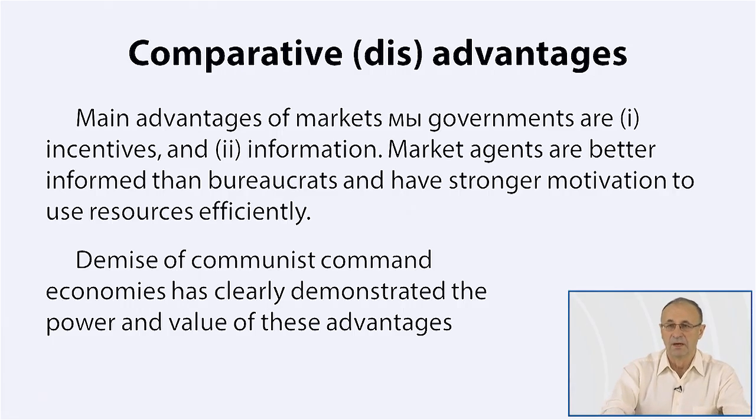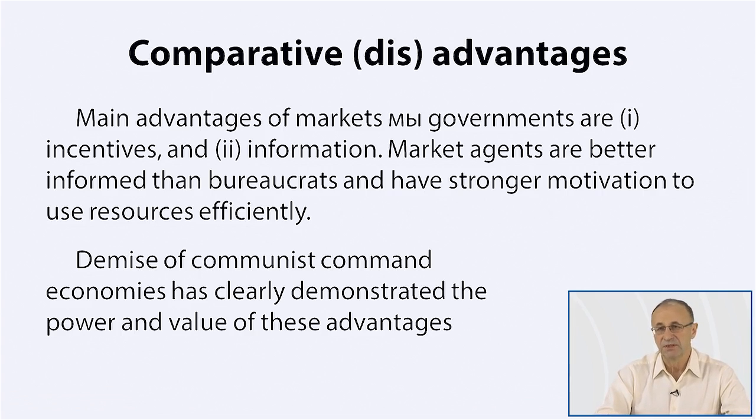In particular, markets are believed to be more efficient in resource allocation than governments, than bureaucrats, because bureaucracies lack the market incentives, and oftentimes they are less informed than market agents. And this is actually the rationale for privatization that swept much of the world in the late 20th century.